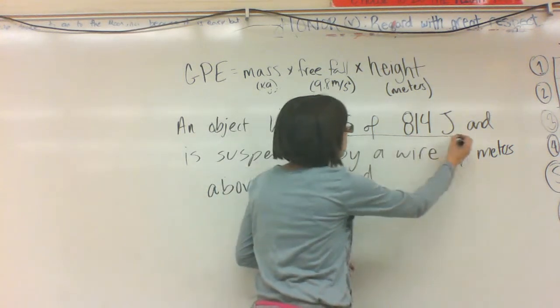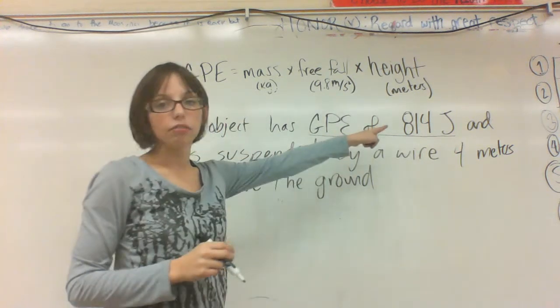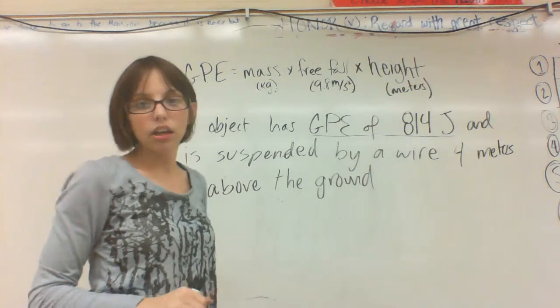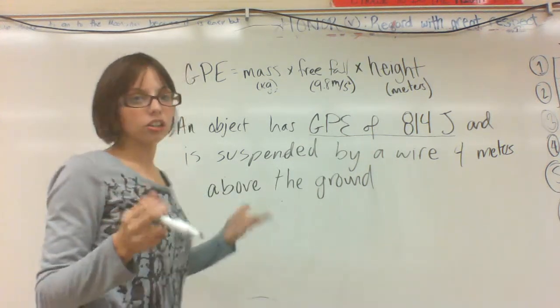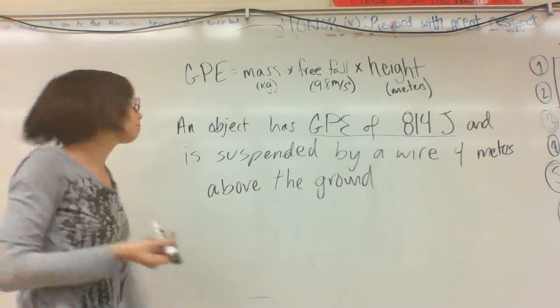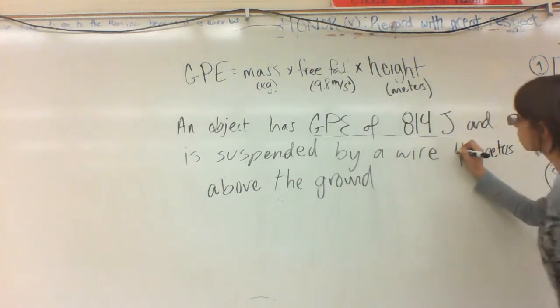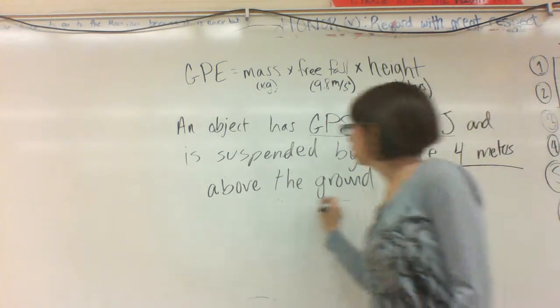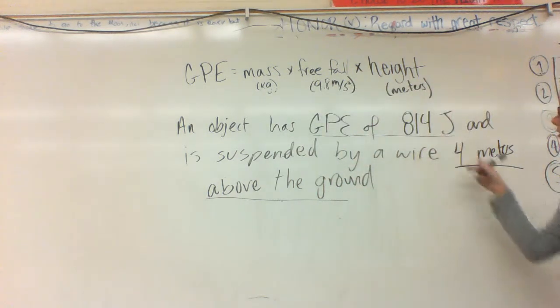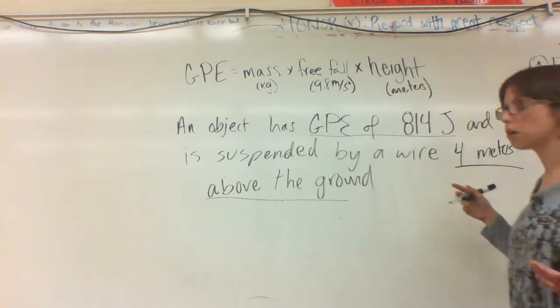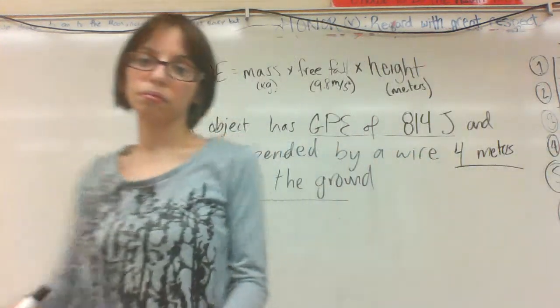GPE of 814 joules. I know that's gravitational potential energy. J is joules, energy. And suspended by a wire, so it's suspended by a wire 4 meters above the ground. All right. So 814 and 4, I know those were my numbers to start with. Now what do I do with them?